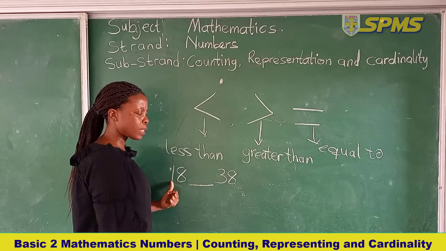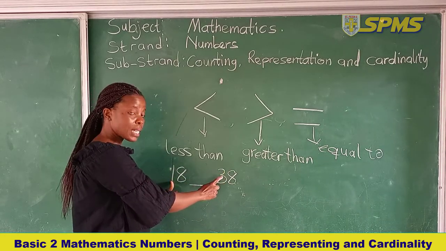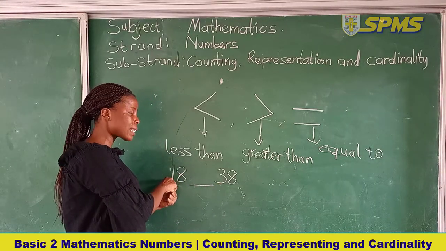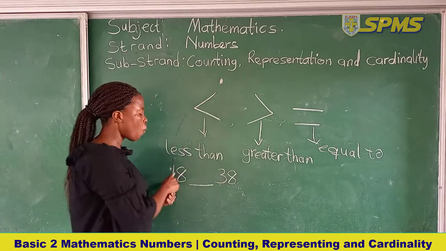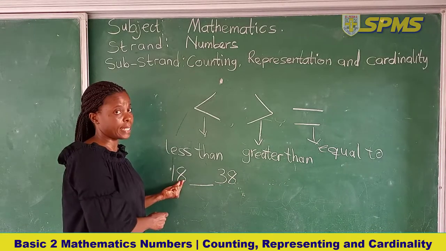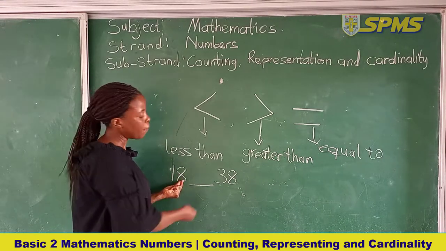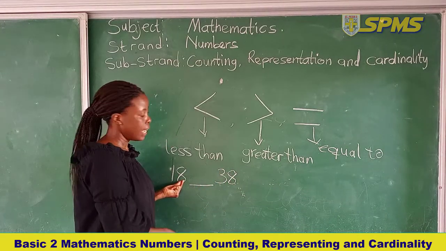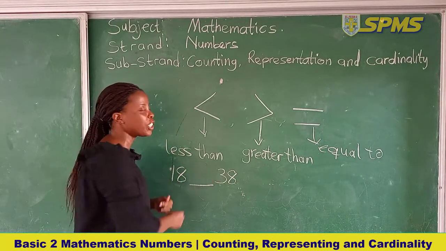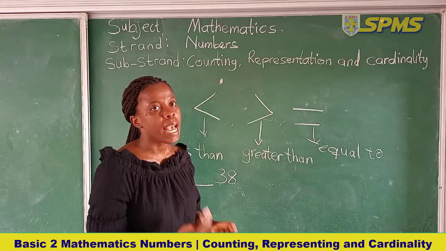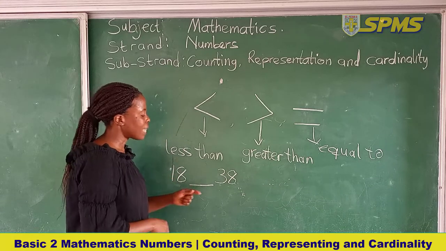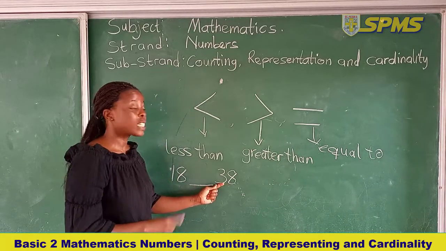But look at the place value for 38, for the 3, the tens. It is 3. So automatically, you will tell me that this one is lesser than the 3. The number 1 is lesser than 3. Look at the ones. The ones for 18 is what? 8. But for the ones for the number 38, it's also what? 8. They are the same. But the tens of each number differ. The tens for 18 is 1, and the tens for 38 is 3.